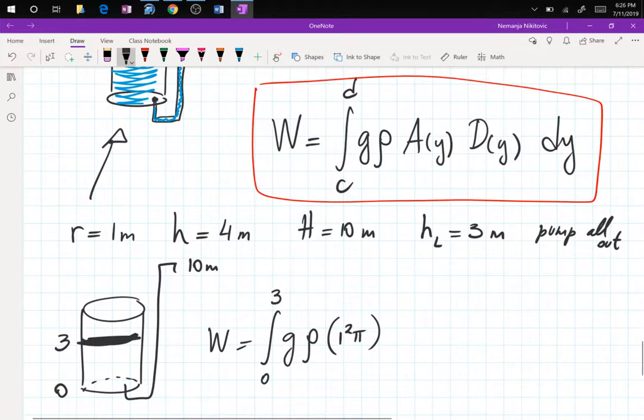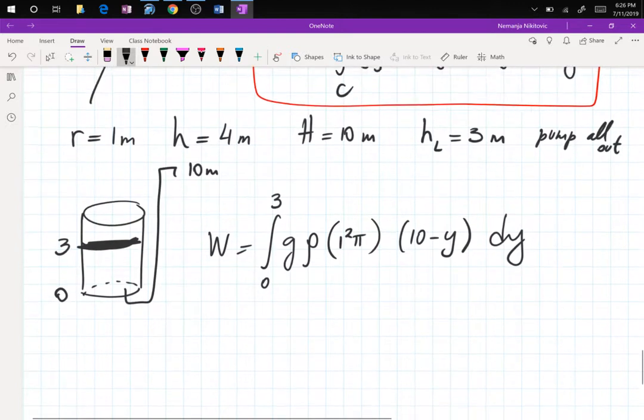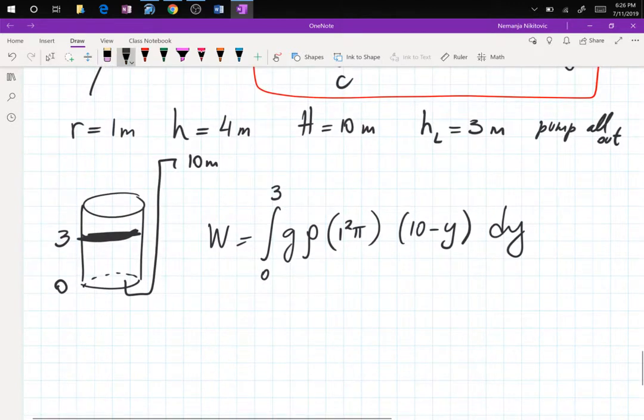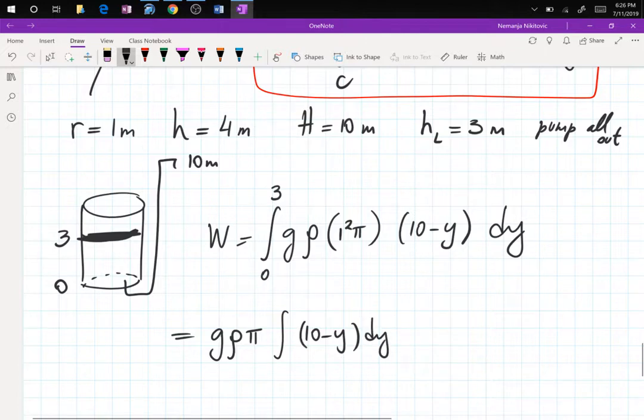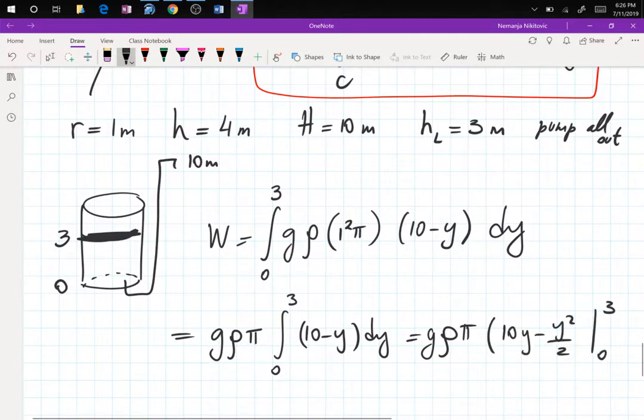And finally, I have the distance to which I am pumping this, which is all the way up to 10 meters. So 10 minus y is where I go. And finally, dy. Now, as you can see, all of these are constants and numbers. You get to kick everything outside, your g, your rho, your 1 times pi is pi, and all you need to do is integrate 10 minus y dy, and that's a joke, from 0 to 3. So you have your rho g pi times the integral of 10y minus y squared over 2, calculated from 0 to 3.